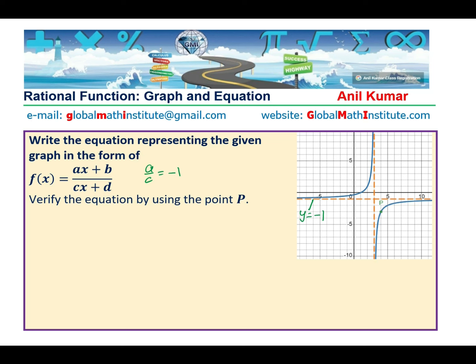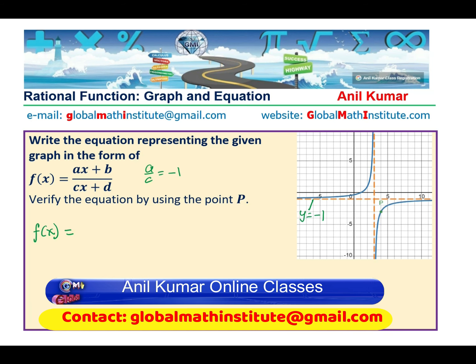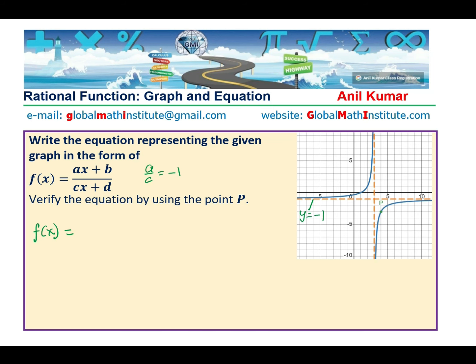So what I can take here is a as minus 1 and c as 1. So I could actually write f of x equals, the ratio is minus 1. I could write even c as minus 1, but anyway, let's see. And write down the vertical asymptote also. The vertical asymptote is at x equals 3.